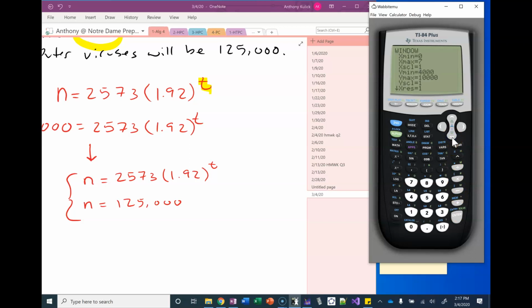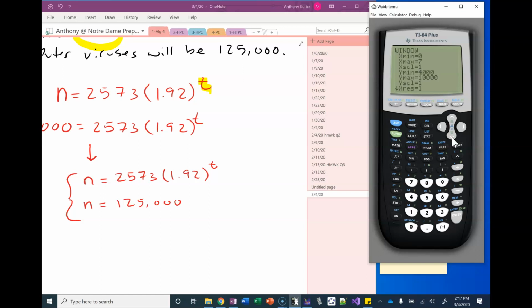So now let's go to the y min and max. The y here is representing n, or the number of computer viruses. What is the smallest number of computer viruses we can have using this model? Not 0. It's considerably more than 0. Annalise?